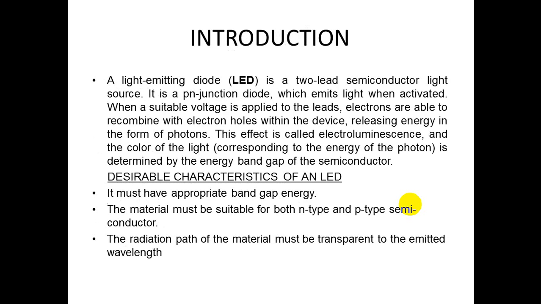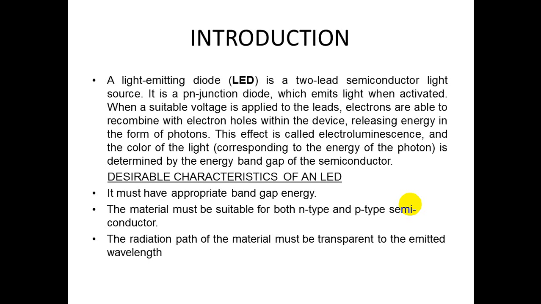An LED is a PN junction diode which consists of two leads. When a voltage is applied across the leads, electron-hole recombination takes place, which in turn releases energy in the form of photons. This effect is called electroluminescence.